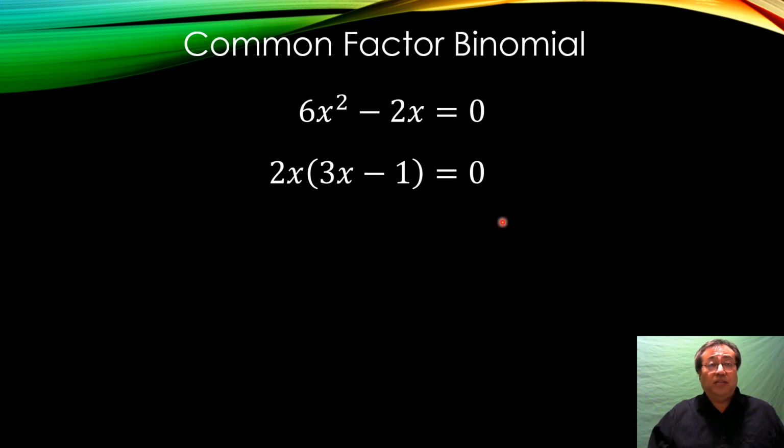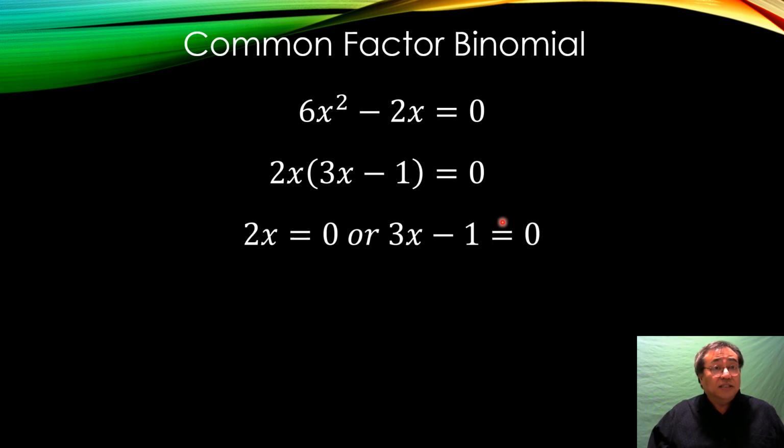Okay. So now we have it in factored form equal to 0. That means each factor can equal 0. So 2x equals 0 or 3x minus 1 equals 0.